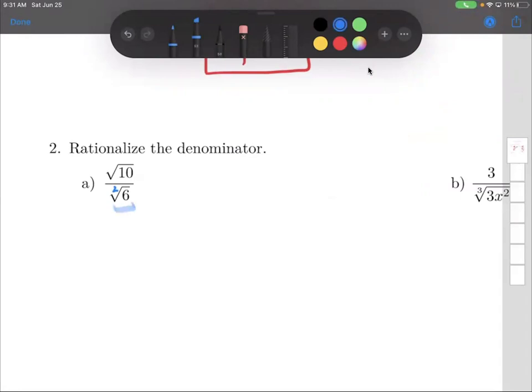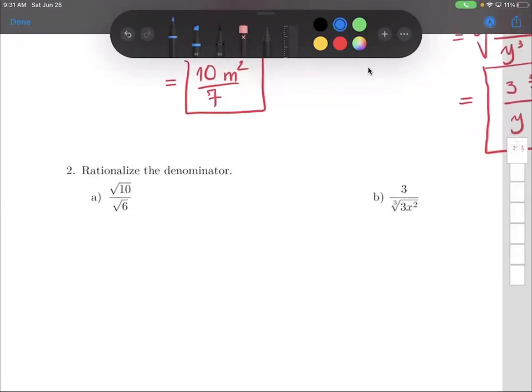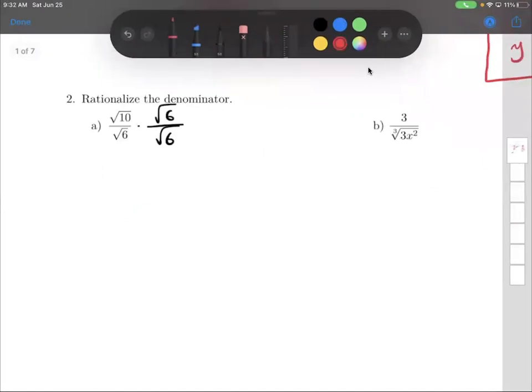How many more do you need in order to get rid of the square root? One more, right? So I need one more square root of 6. If you multiply the square root of 6 in the bottom, you have to do the same thing to the top, because this expression is not 1. Okay, so now you can go ahead and multiply across. Square root of 6 times square root of 6 is square root of 36. Square root of 10 times square root of 6 is square root of 60.